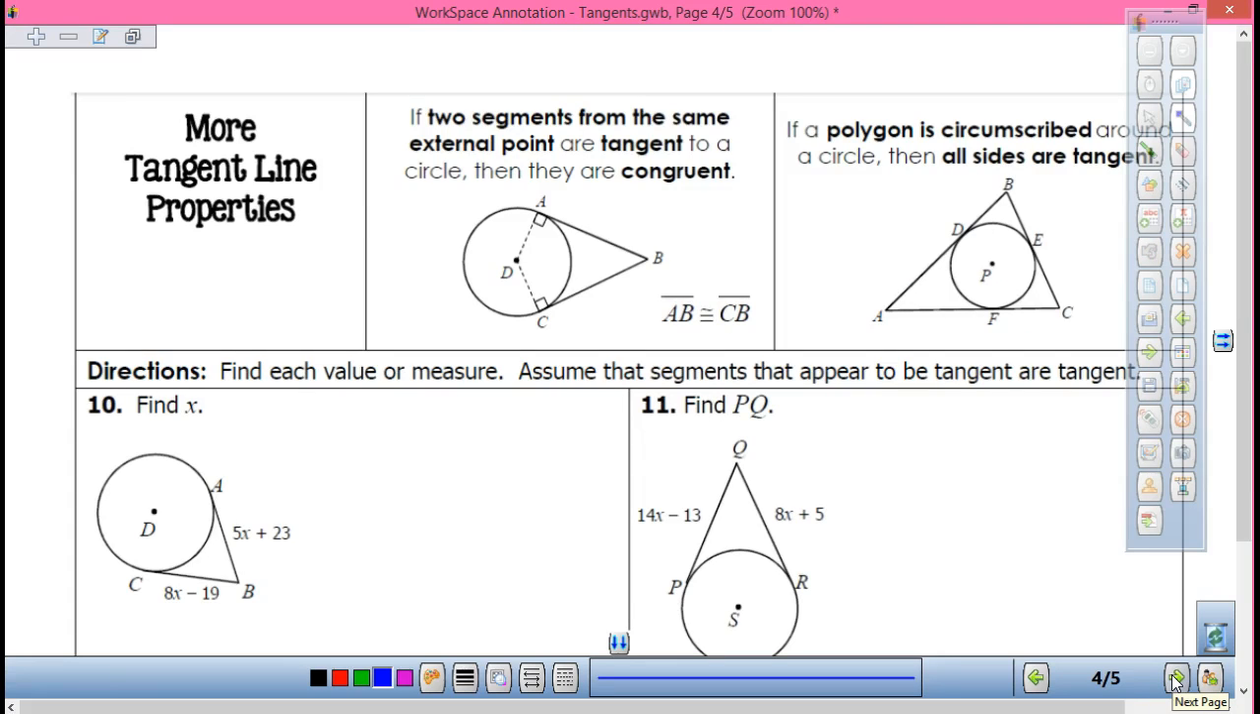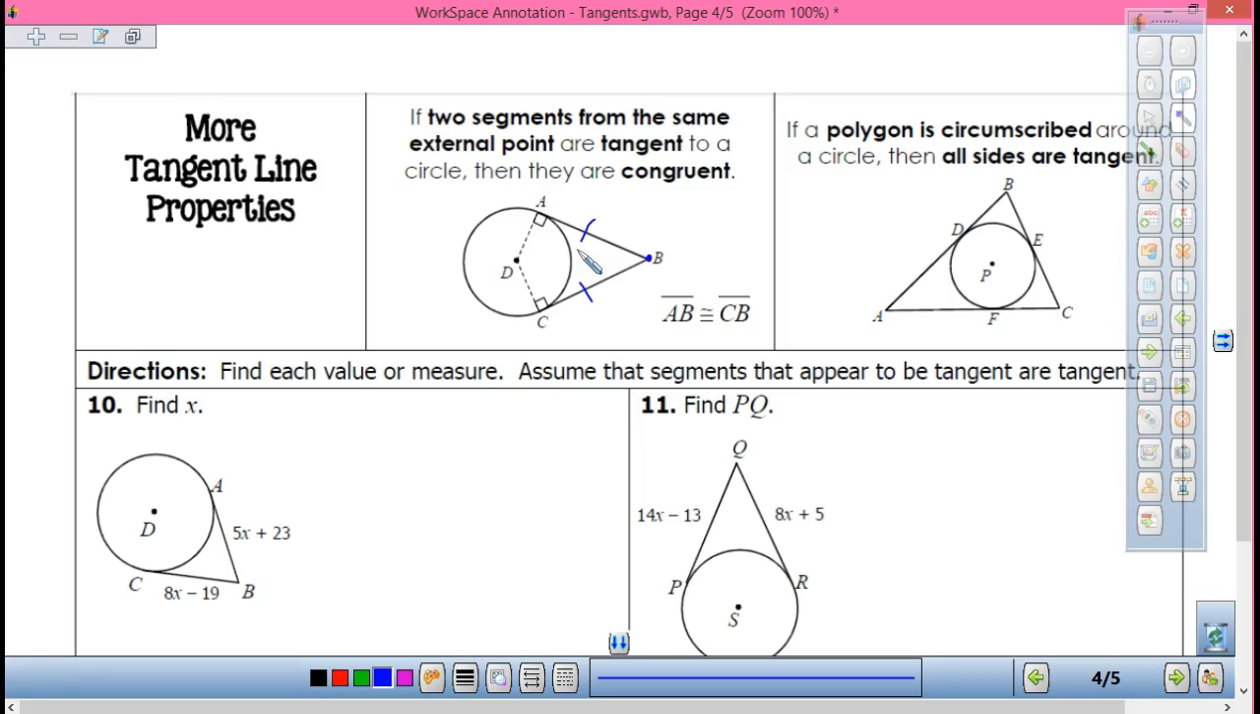Okay, just a couple other properties. Okay, if two segments from the same external point. So basically, if I have B here, okay, and it's tangent to both A and C, this guy's going to be congruent to that guy. Okay, those two are going to be congruent.